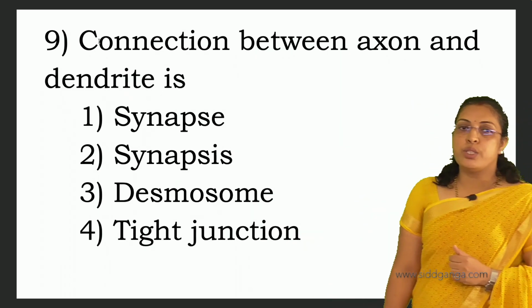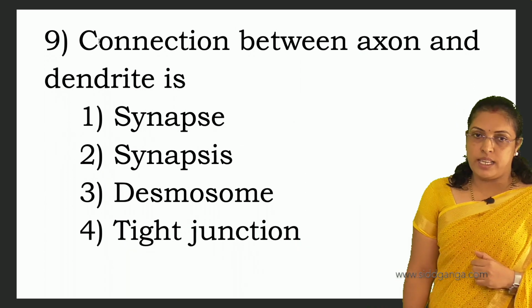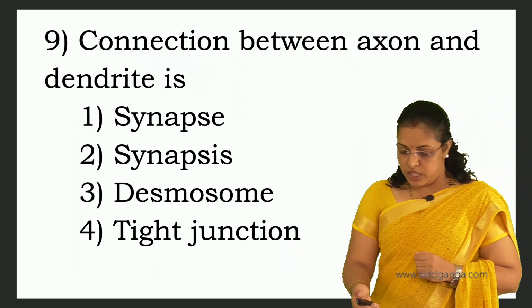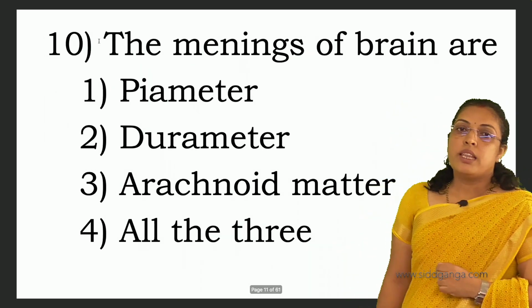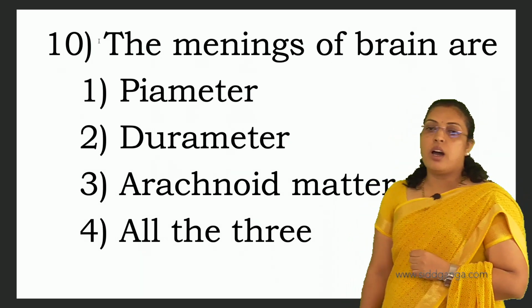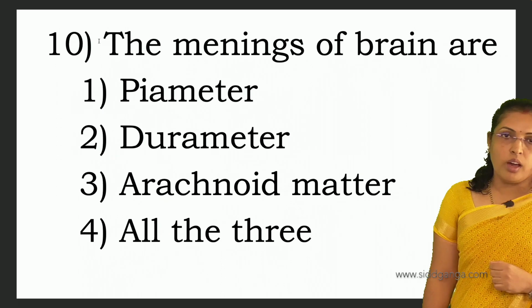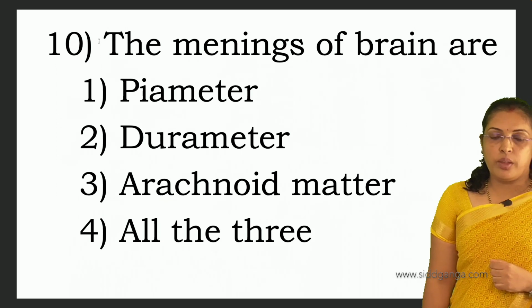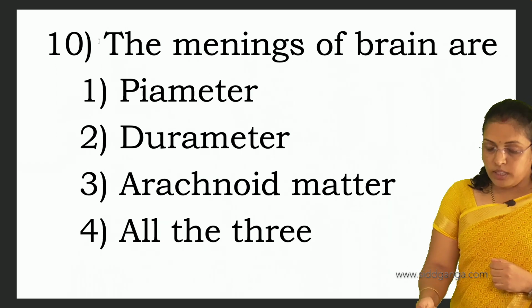The connection between axon and dendrite is the synapse. First is the answer. The meninges of the brain are pia mater, dura mater, arachnoid mater. All three are meningeal layers of the brain. So the answer is all the three.